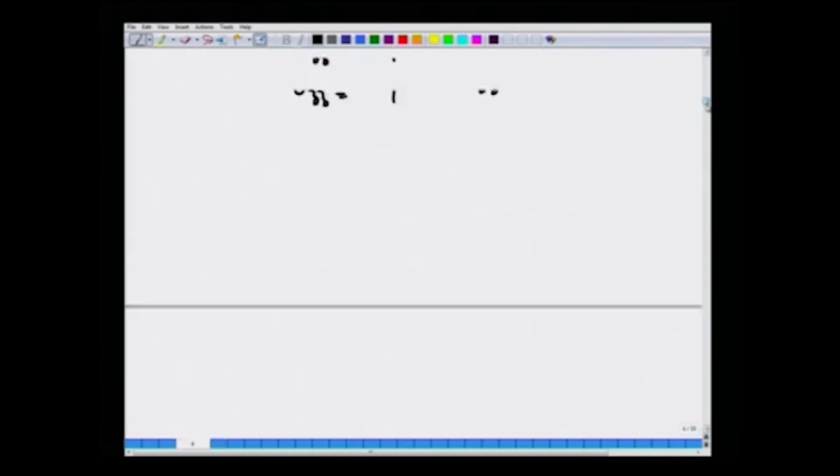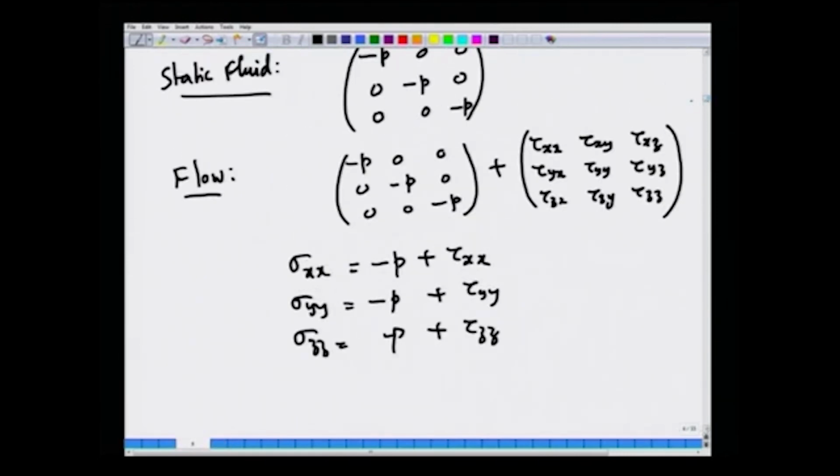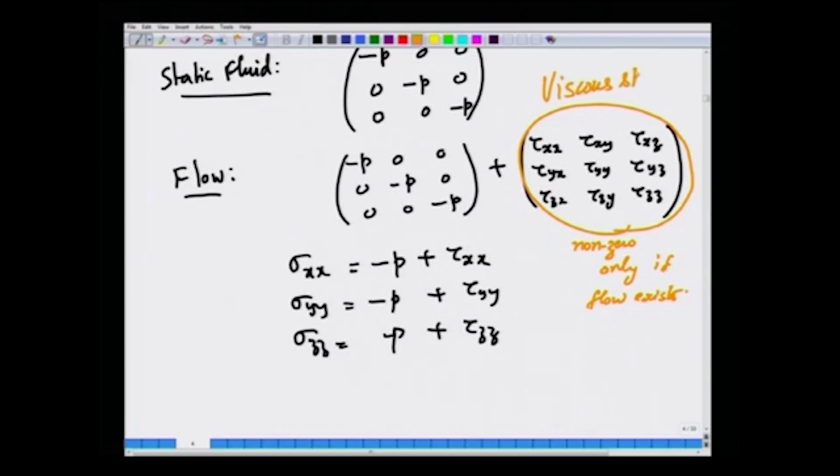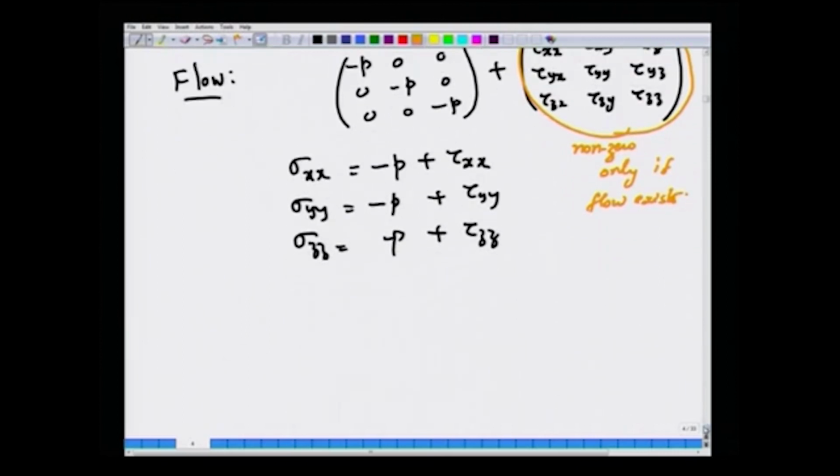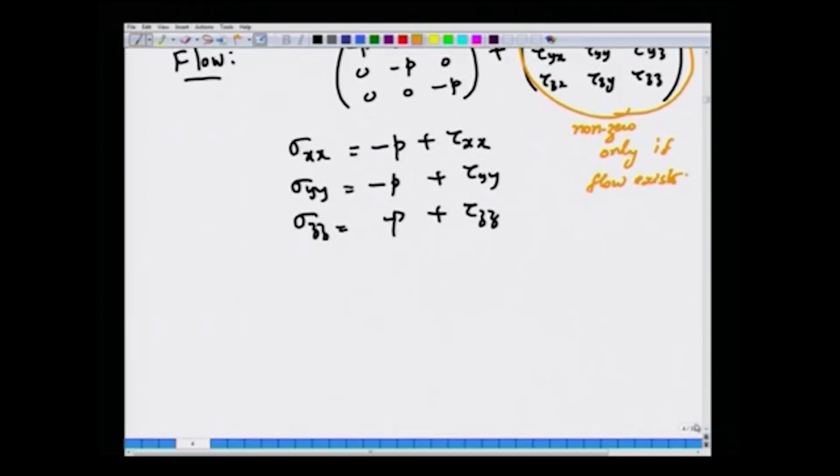Okay. Under flow, therefore, these are the terms that are non-zero only if flow exists. Okay. These are the viscous stresses, the stresses that come about because a fluid resists motion, continuous deformation. So, these are the viscous stresses that are generated by the fluid to resist the deformation.